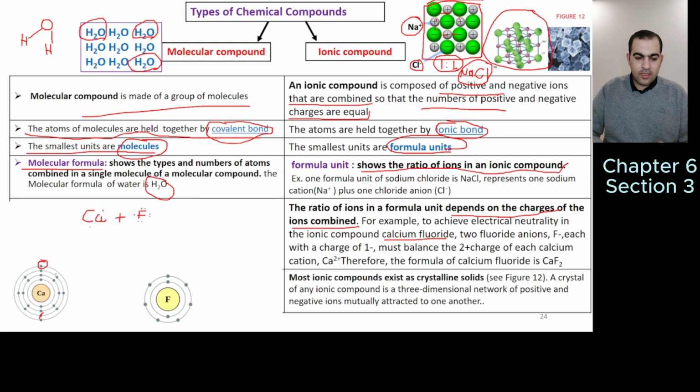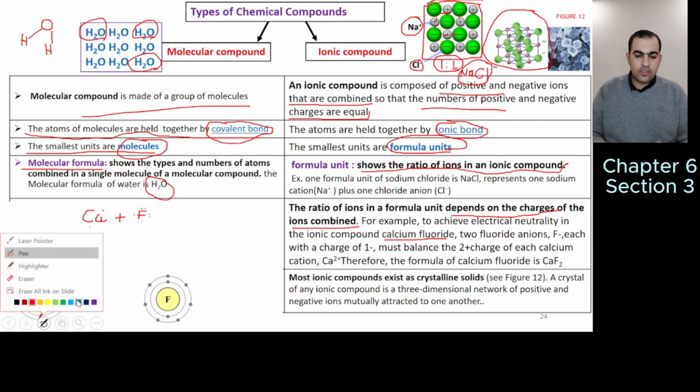We know in the third shell there are 8 electrons. If it loses those 2 electrons, calcium is going to have 8 electrons in the last shell. That's why we learned the octet rule: atoms lose, share, or gain electrons to have 8 valence electrons in their last shell. So calcium will have 8 valence electrons if it loses 2 electrons, and fluorine needs only 1 electron. So each fluorine can get only 1 electron.